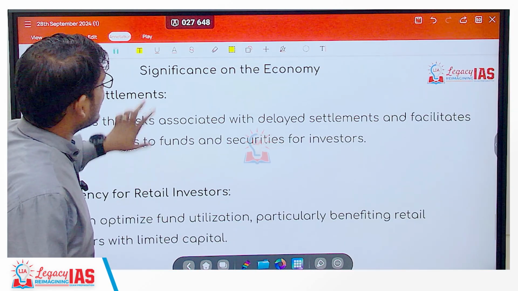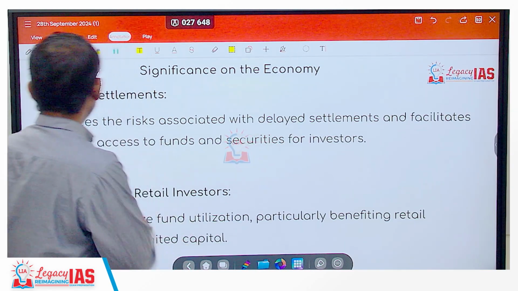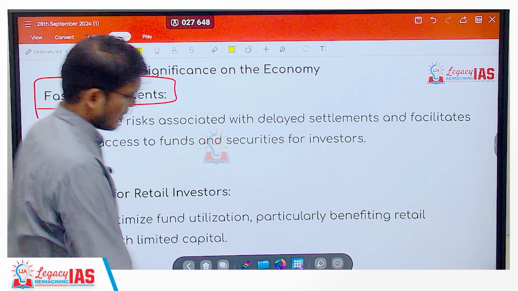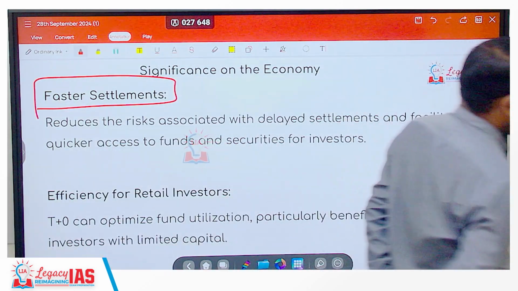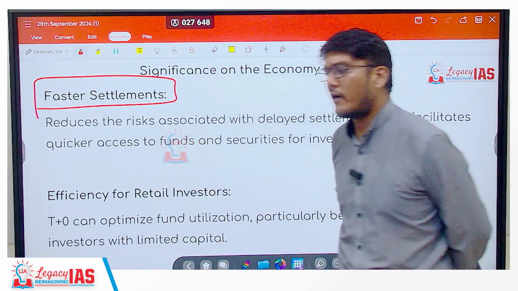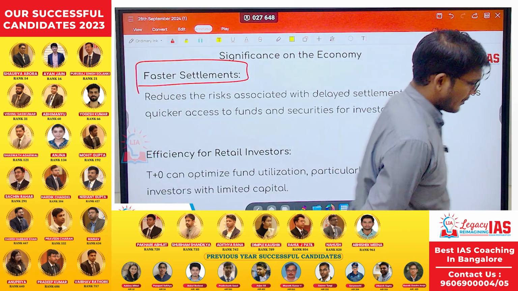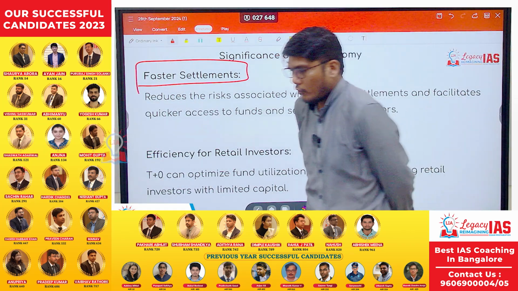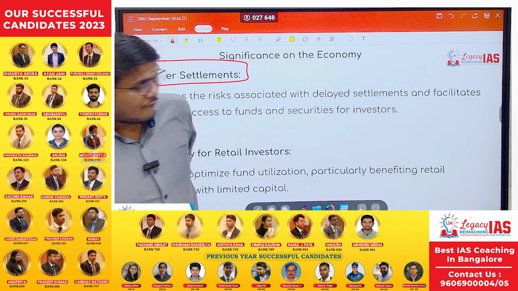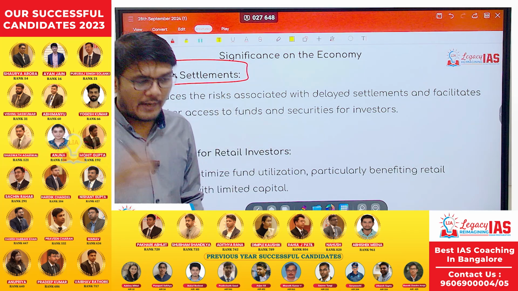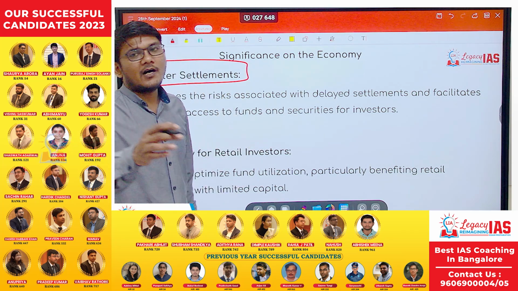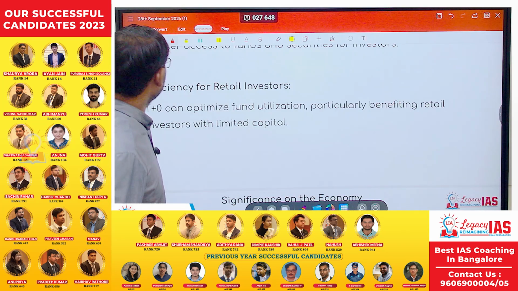Now, what is the significance of the same on the economy? Of course, faster settlements. So the 45 crore share that you are selling, the money would have been made available to you on a Monday. Today is a Friday, for example. The money would be available on Monday. So then it's a delay. With the help of this, you can get the money on the same day of the trade that you do.